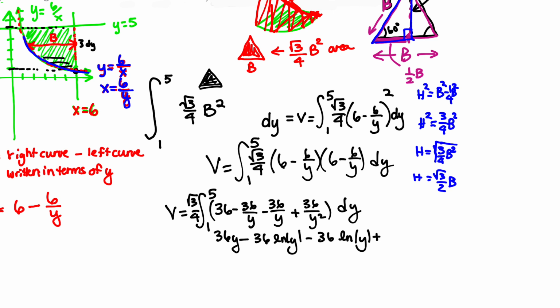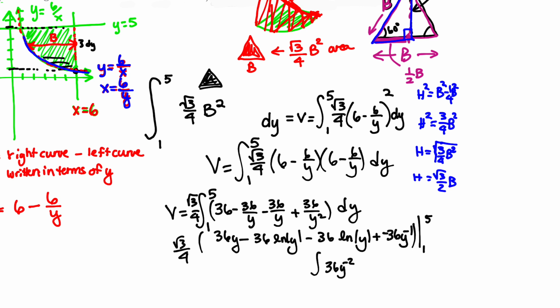How do I do that last one? Somebody else. Oh, it's 36y squared, right? Which is just 36y to the negative 2, and then you add 1, divide by the new exponent. So what's that? Negative 36y to the negative 1. Do you see what I mean? So integrating, even though it looks scary, is not that bad.